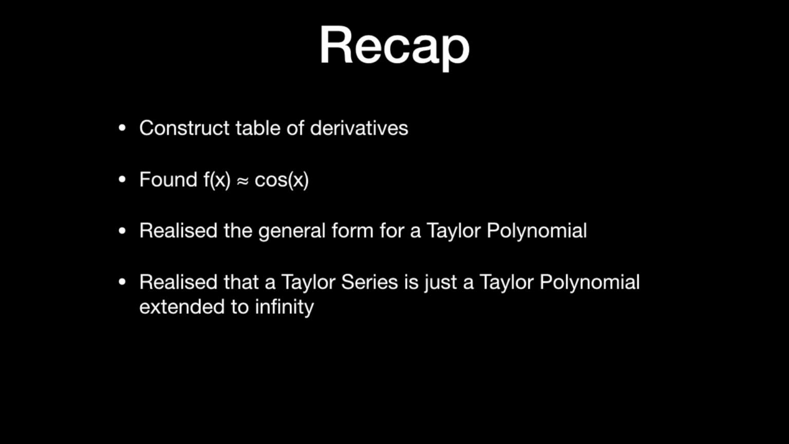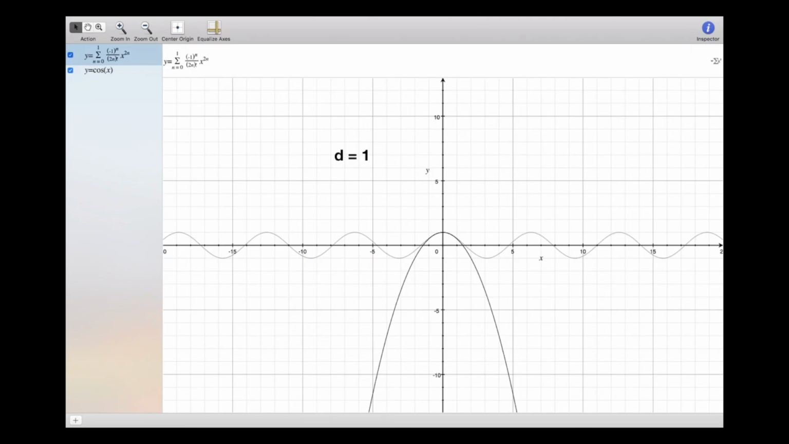I will leave you guys with a short animation of the construction of the Taylor polynomial for cos x around x equals 0 with increasing d. Watch the top of the screen to see the equation.